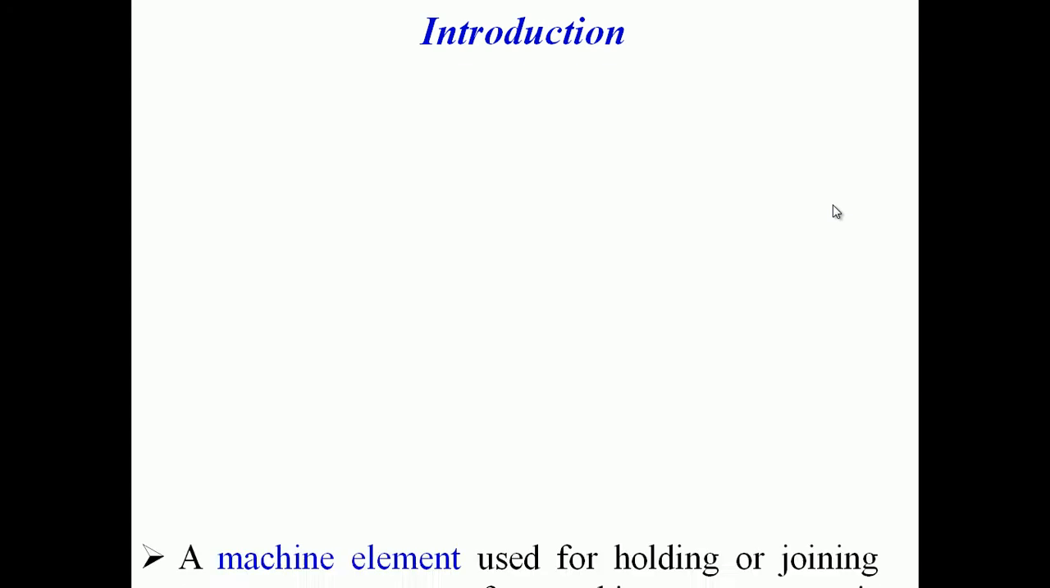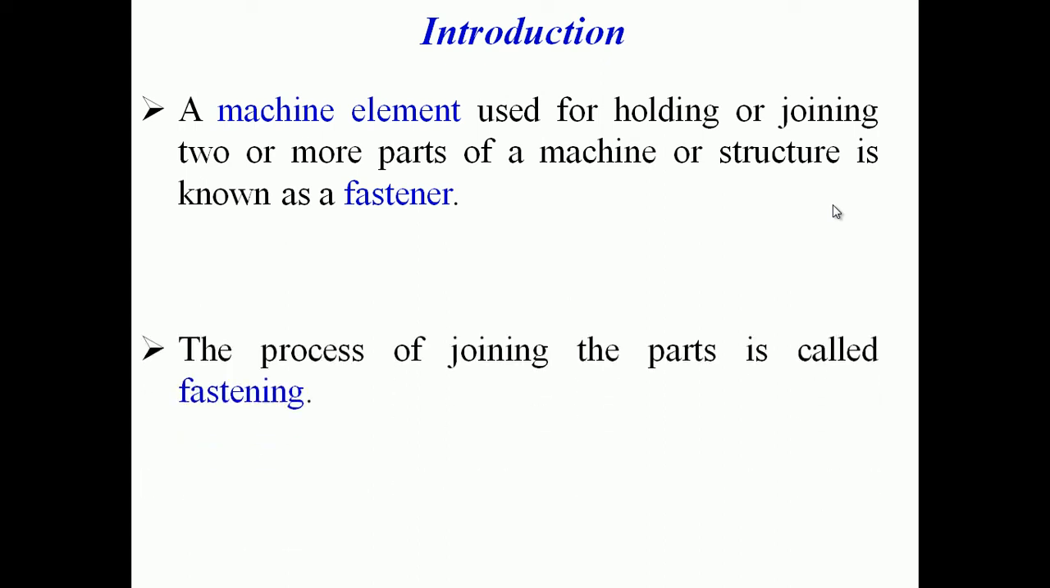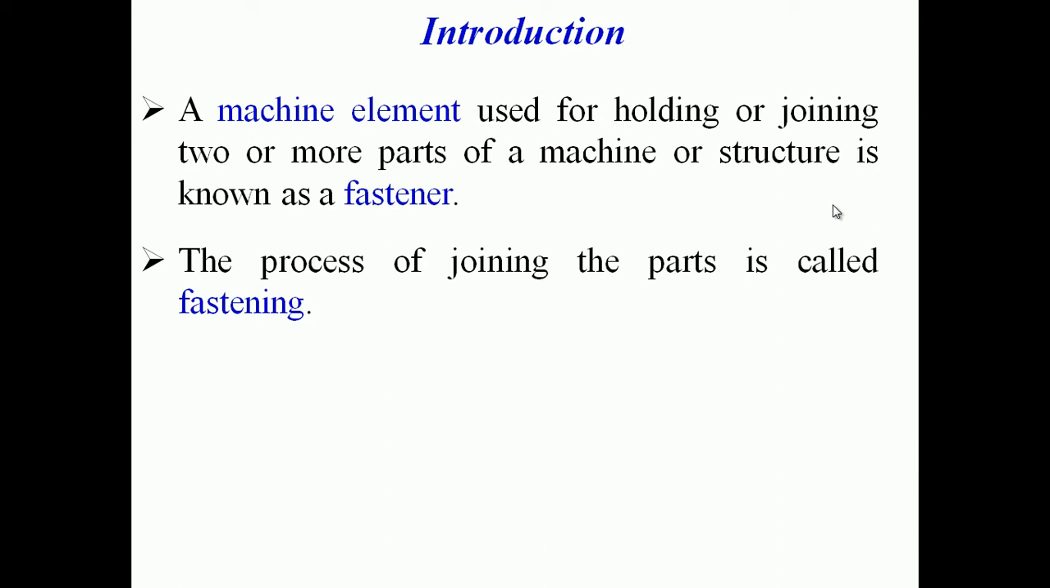So first we will see the introduction. Before we start with what are screwed fastenings, we have to know what a fastener is. A machine element used for holding or joining two or more parts of a machine or structure is known as a fastener. The second one is, what is fastening? The process of joining the parts is called fastening.